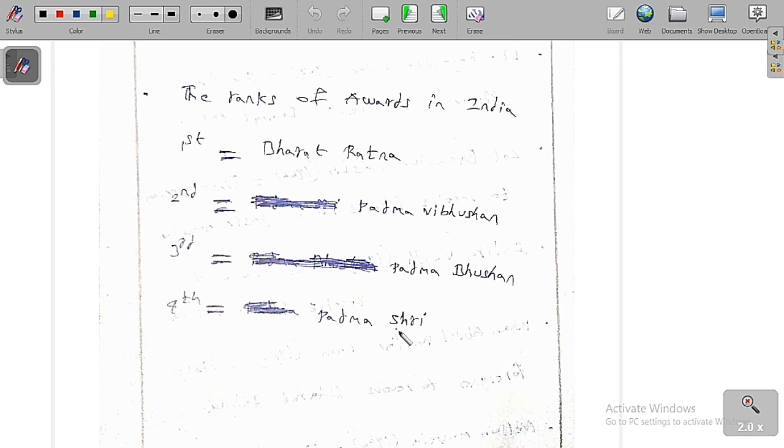And the ranks of awards in India are: first for the Bharat Ratna, second for Padma Vibhushan, third for Padma Bhushan, and fourth for Padma Shri.